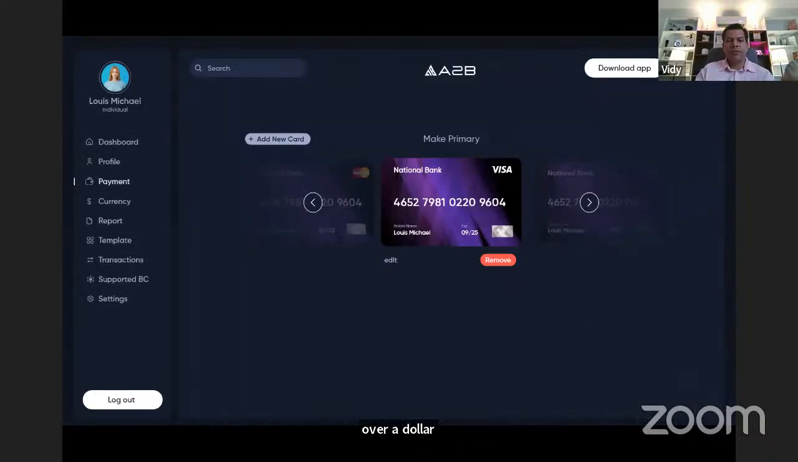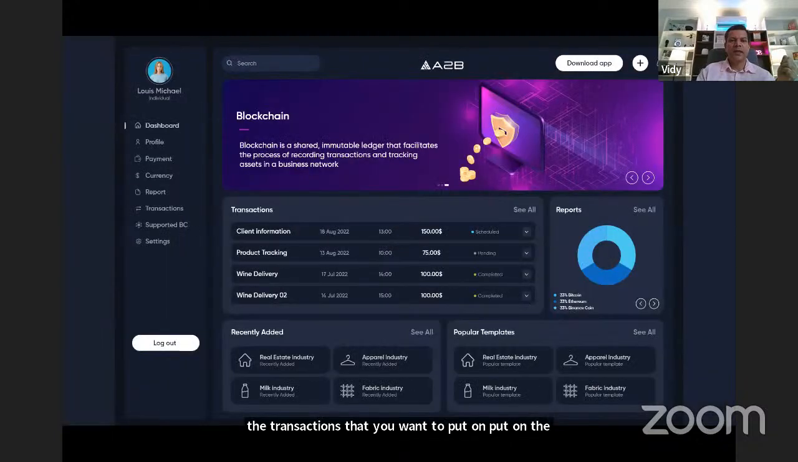We also have the option to add your credit cards, and with these credit cards, you're able to pay for all the transactions that you want to put on the blockchain of your choice using A2B.